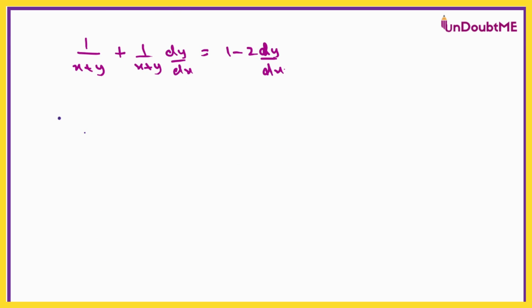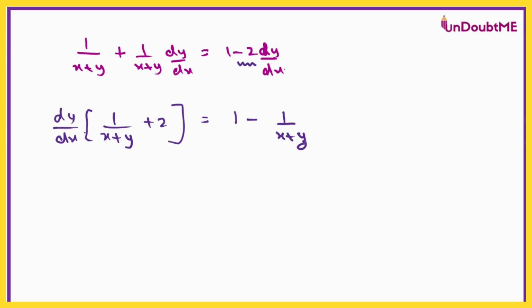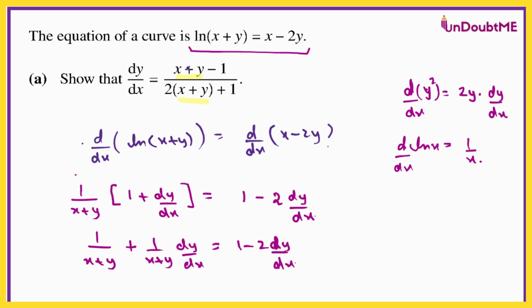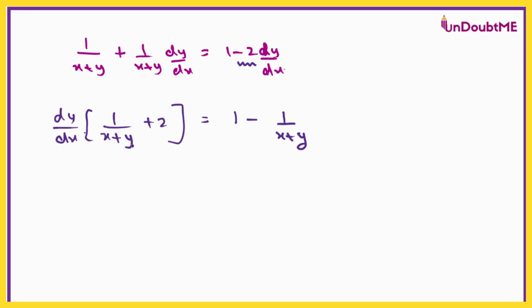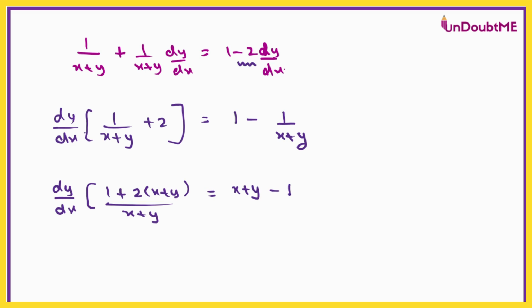I'll rearrange the terms, so it will be dy by dx. On the left I have 1 over x plus y plus 2. Look at this coefficient: minus 2 comes to the left, it will become plus 2. And then on the right we have 1 minus 1 over x plus y. As I was saying, here we have to keep it in the form of x plus y. I will not change that at all. I will just do some more simplification, so it will be (1 plus 2 times (x plus y)) over (x plus y). And the right hand side will be (x plus y minus 1) over (x plus y).